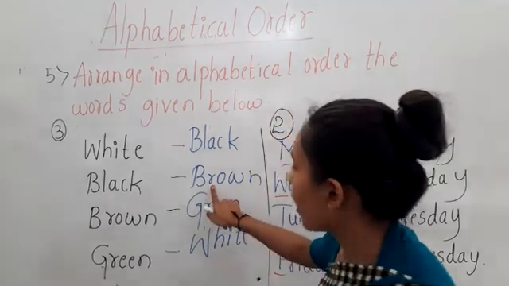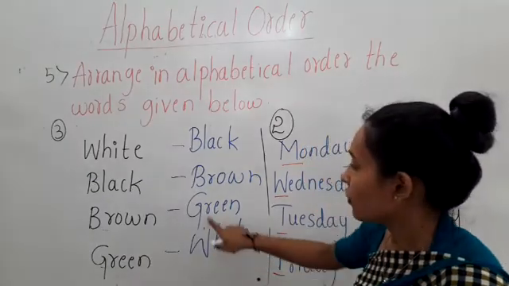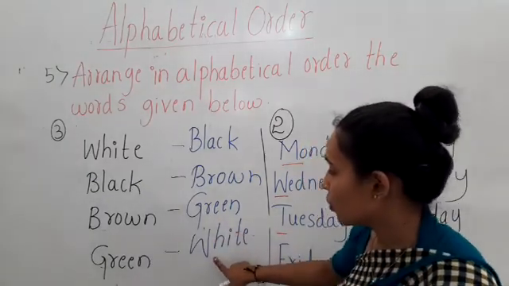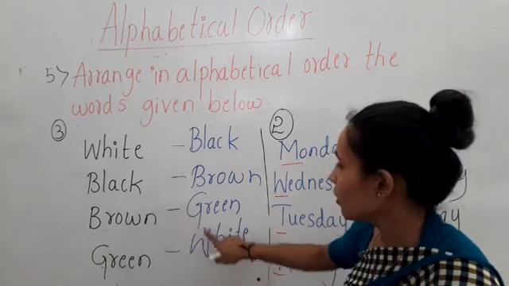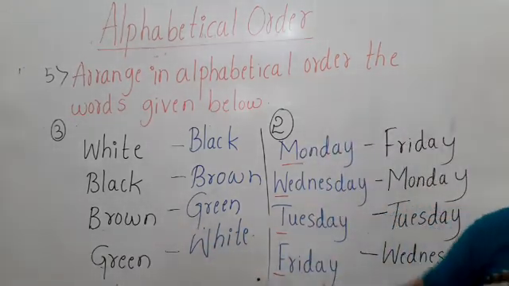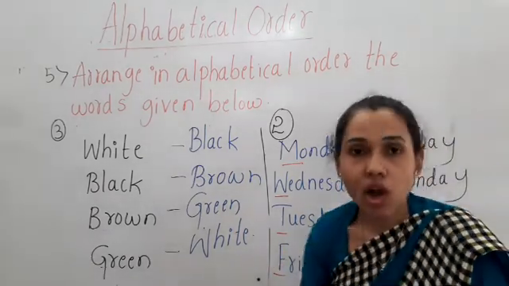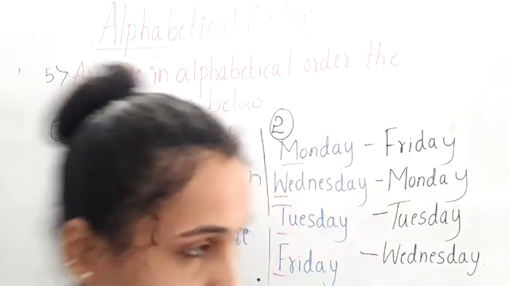Okay children, here again we have R. After that we have to take W. Okay, we have to take W. So like this we have to arrange the words in alphabetical order. Okay children, now look at the next word.